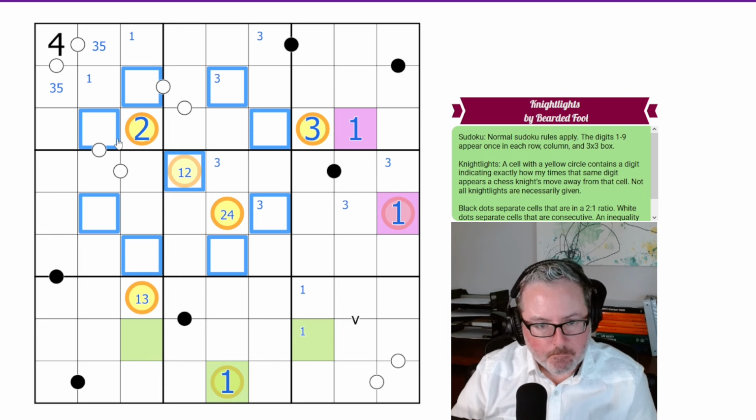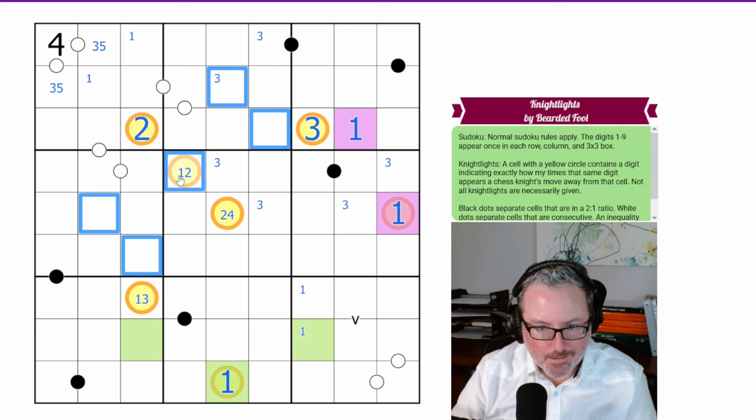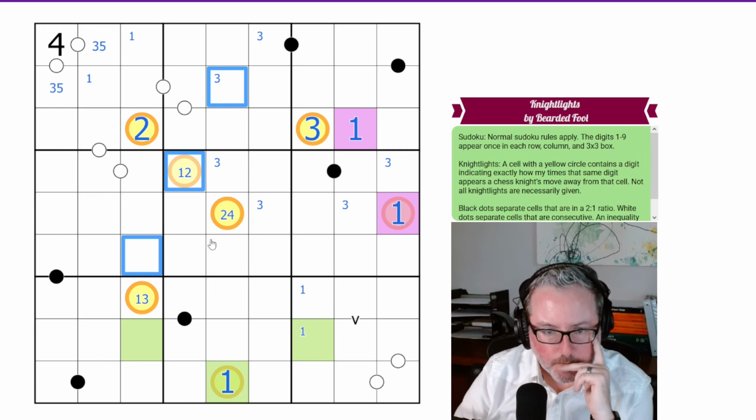Okay. So assuming this is a 1, these can't be 1 because the 1 is up here. These can't be a 1 because this is in the cell. This can't be a 1 and this can't be a 1. So one of these two would have to be a 1. That's just assuming this is a 1.